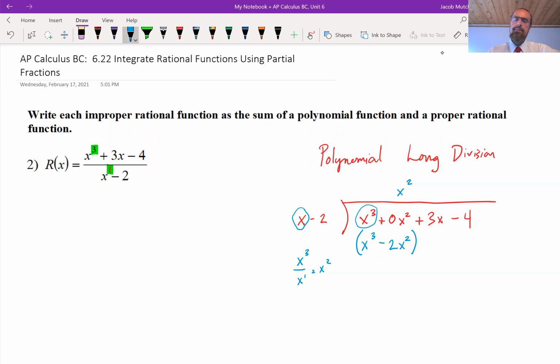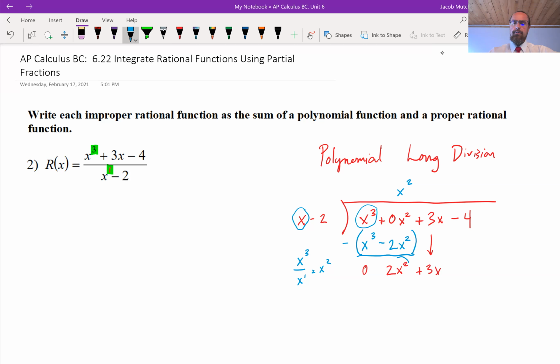At that point, I'm ready to subtract. And again, my first term should cancel. x cubed minus x cubed goes to 0. And then for my second term, I need to be careful because I've got a minus on the outside of the binomial that needs to distribute to the second term. So this is going to be 0x squared from the dividend plus 2x squared. And then I will carry down the 3x. So we've completed one full cycle.